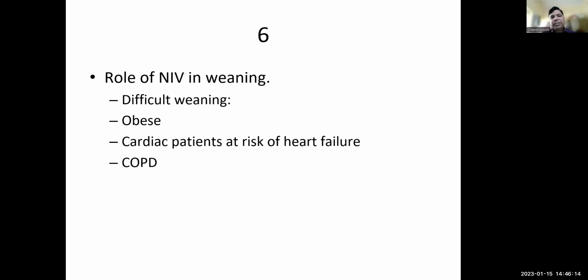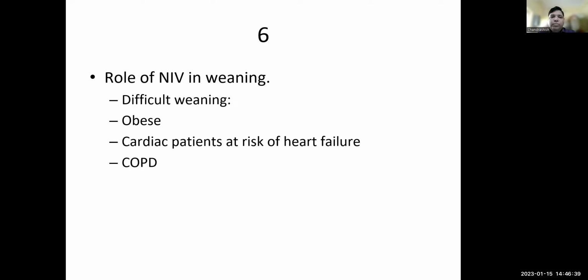Second is cardiac patients at risk of heart failure. So these are patients, as I was mentioning, who mostly fail a T-piece trial. It is preferable that these patients are basically weaned off from a low pressure support trial and put on an NIV mode, and then slowly weaned off the NIV.